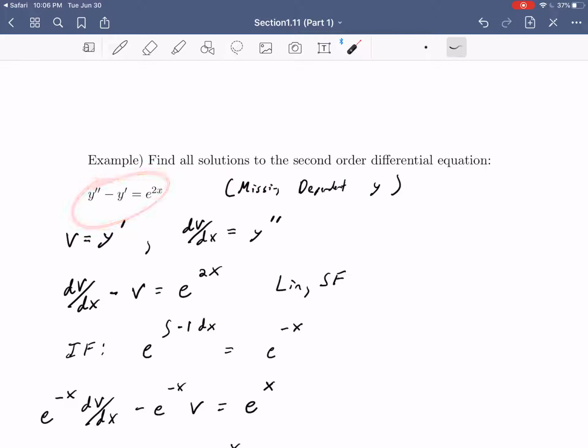So this is an example of a missing dependent variable. Missing dependent is maybe slightly harder than case 0, but it is still very easy.